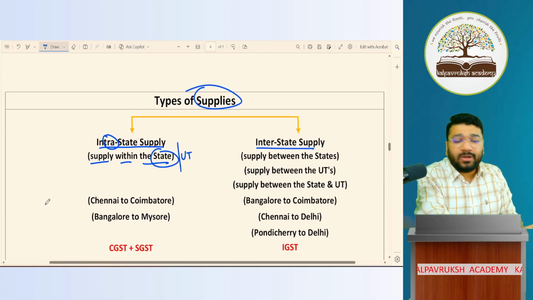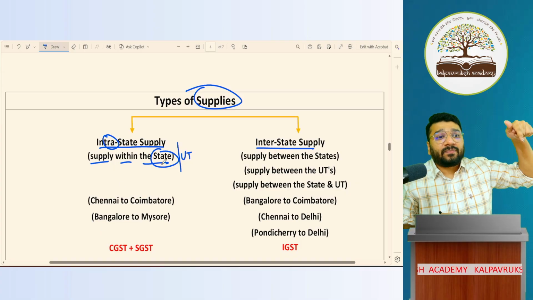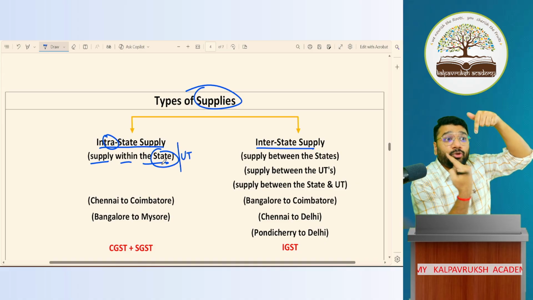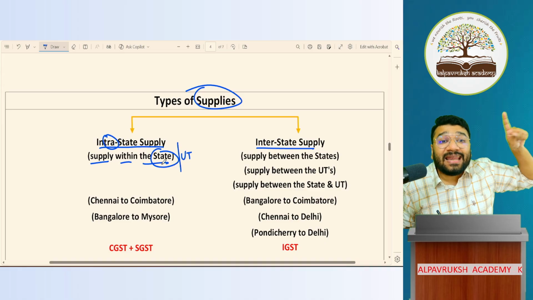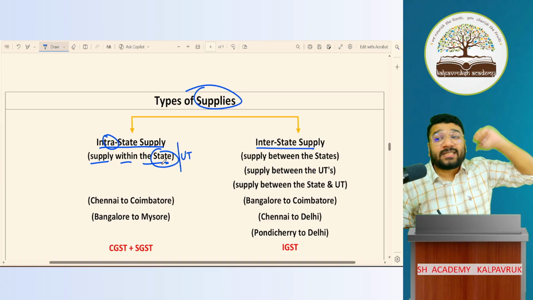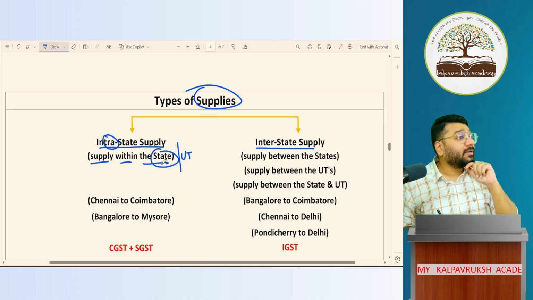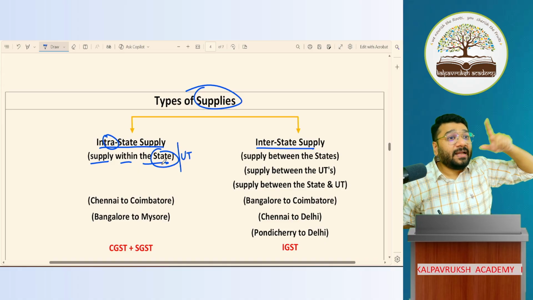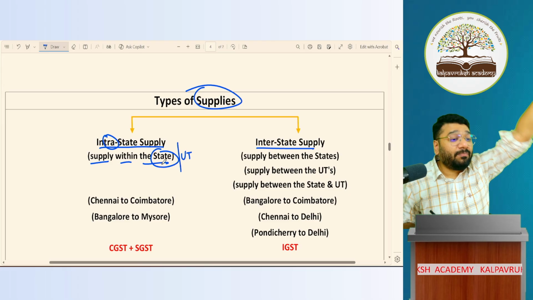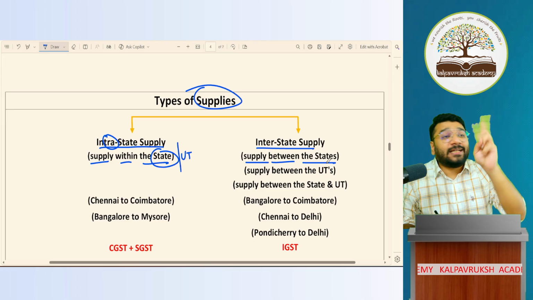So we were discussing intra-state supply. Intra-state means supply within the state or union territory. Pondicherry is a union territory. If supply is within the union territory, what supply is it? Intra-state supply. Supplying goods from Coimbatore to Chennai, intra-state supply. Chennai to Madurai, intra-state supply. Chennai to Bangalore, interstate supply. So what is interstate supply? Supply between two states.